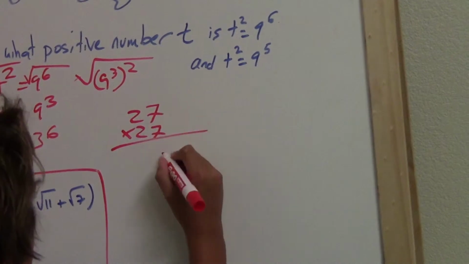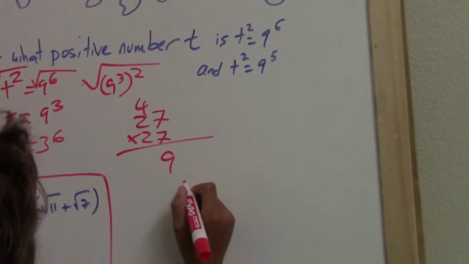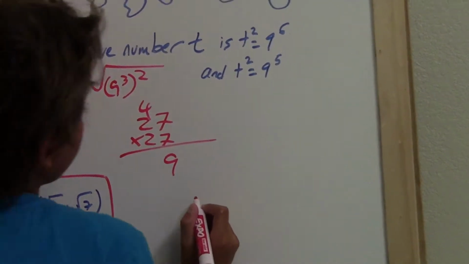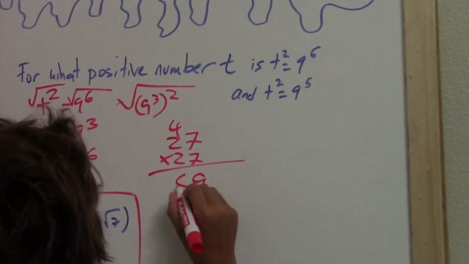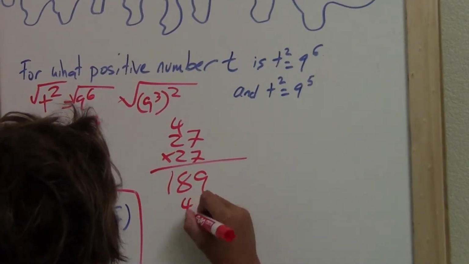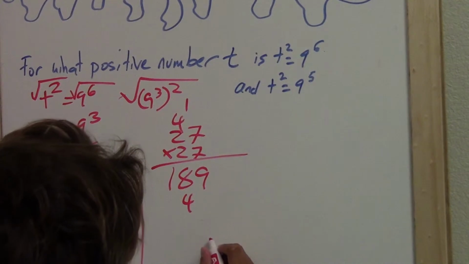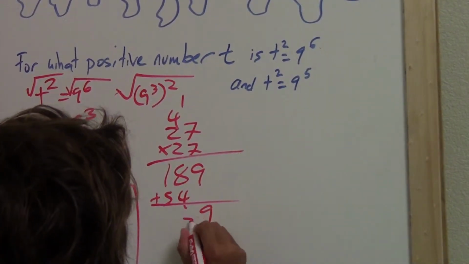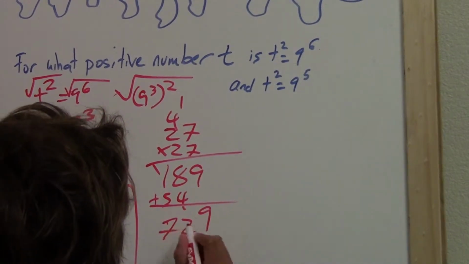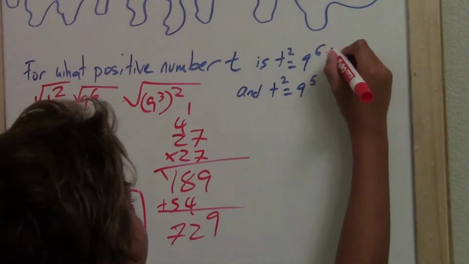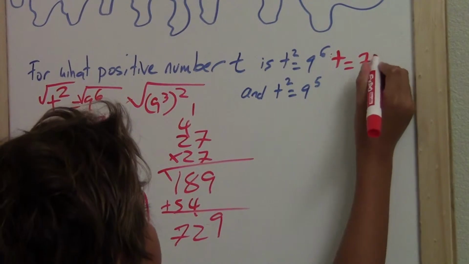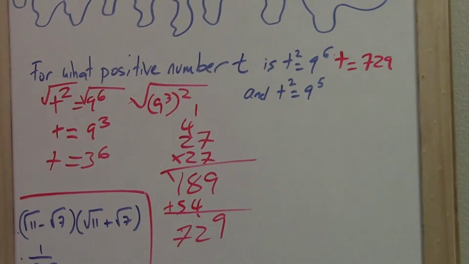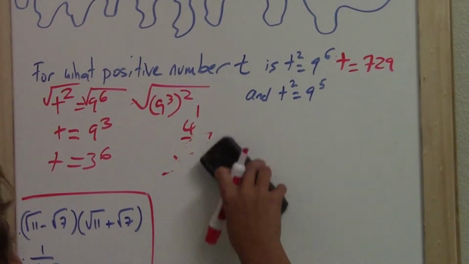When we multiply that together, that would be 9, bring up 4. 7 times 2 is 14, that would be 18. That would be 14 again, bring up the 1, that would be 4, and then that would be 5. When you add that together, that's 9, 2, bring up the 1, and that is 7. 729, so T equals 729. Done, that's our first one down.